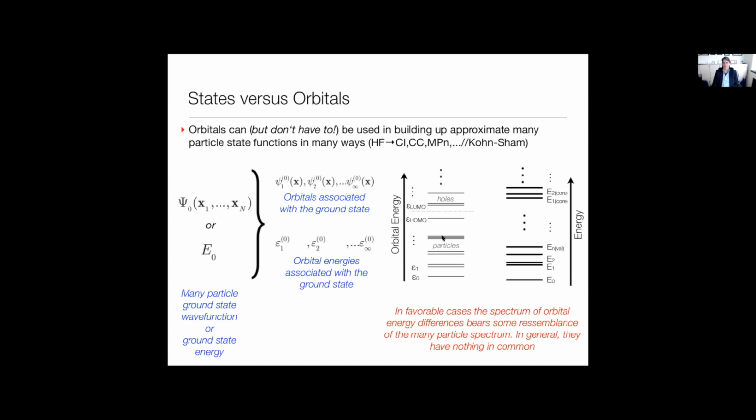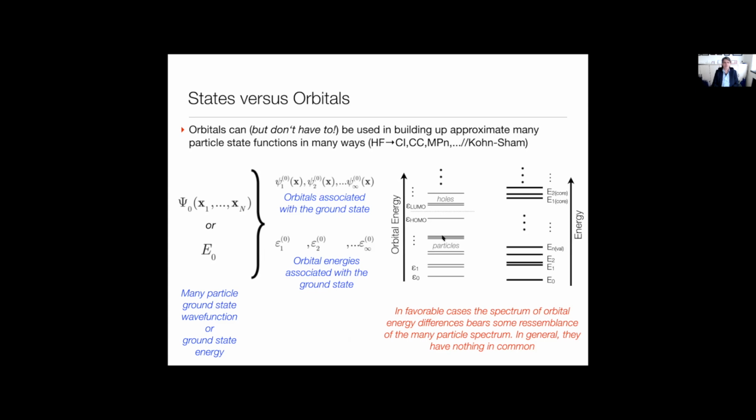Also, the spectrum of particle-hole energy differences is not the same as the many particle spectrum. There are some favorable cases where the spectrum of orbital energy differences has some resemblance to the many particle spectrum, but in general they have absolutely nothing in common. That's why a term like the density of unoccupied states doesn't exist in quantum chemistry.